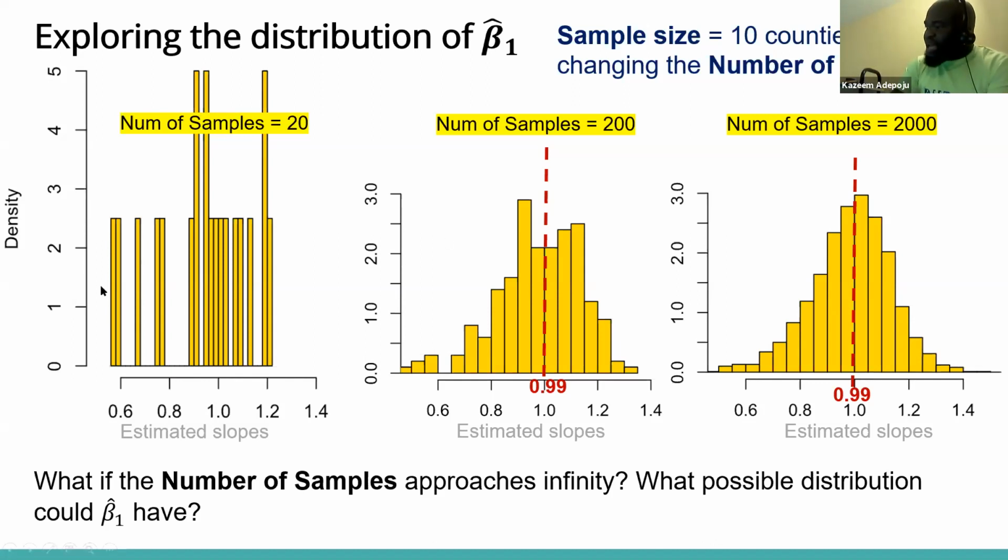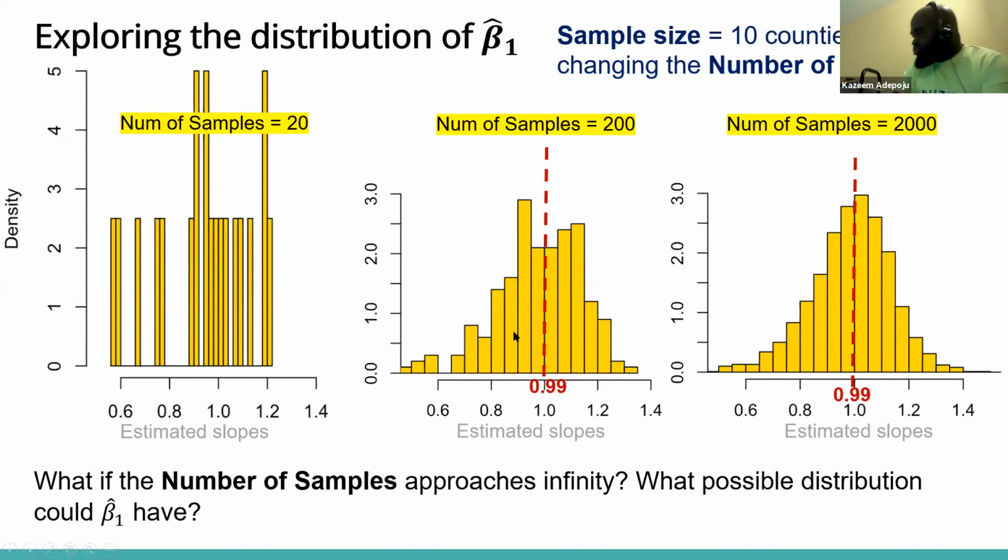If you look at this one right here, when the number of samples was 20, you see what happened? This is not normal. This is not a good shape. I can't base my decision on this. No way. I have to take my decision on the one that has a normal shape.